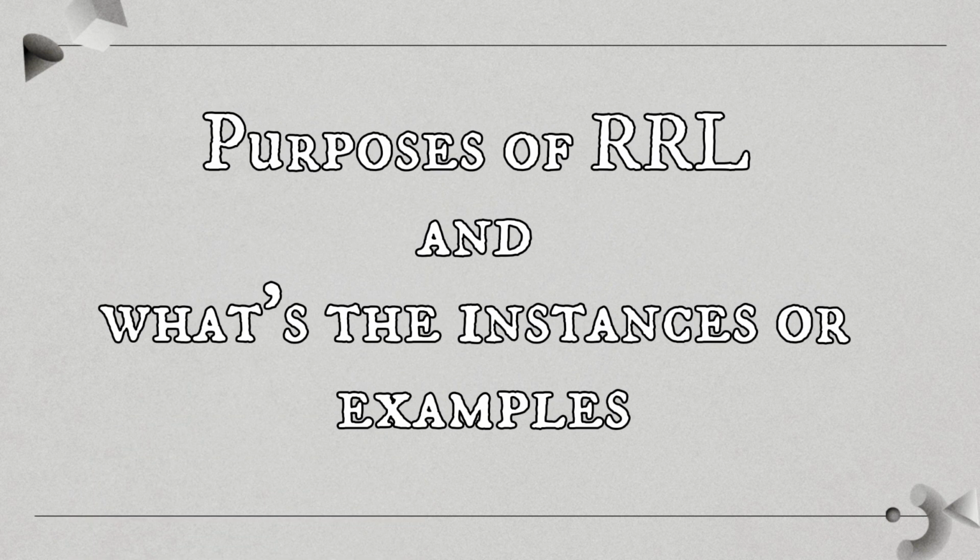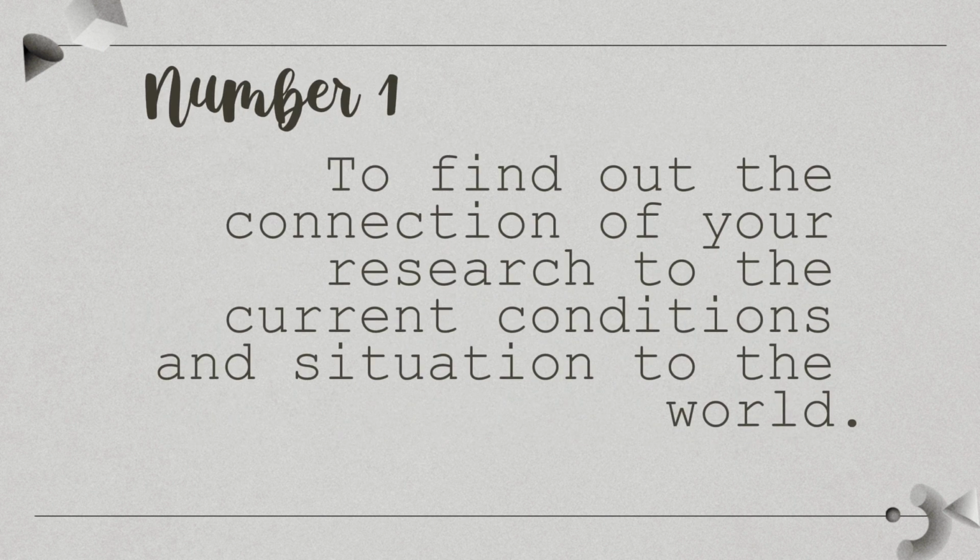Purposes of RRL and what the instances are. Number 1. To find out the connection of research to the current conditions and situation of the world. As researchers, we should be prompt to know what is currently happening in the world, and to determine the aspects that we should focus on depending on the needs of the current situation. There is a specific design to know how we can obtain information on the current events in the world.